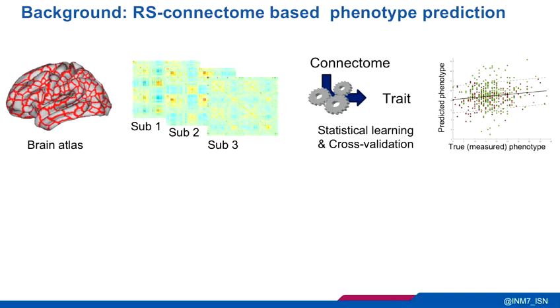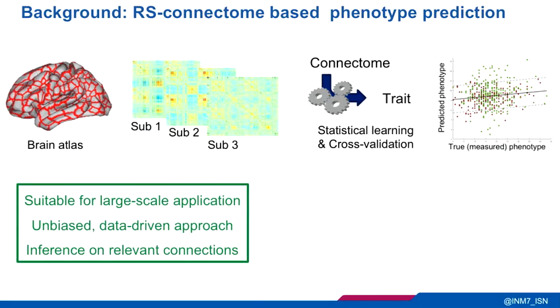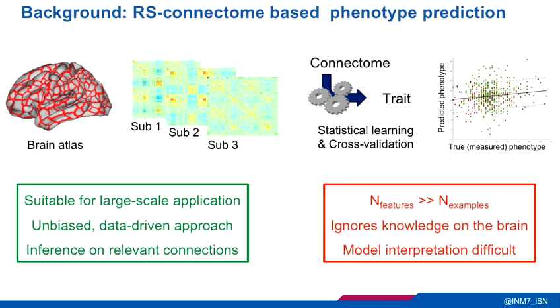We're seeing a lot of examples also here at this conference, but there are a few big positives about it. It's suitable for large-scale application. It provides an unbiased, data-driven approach, and we can make some inference on relevant connections. However, there are also some downsides, and the biggest downside really is that the number of features in this kind of approach is usually horrendously larger than the number of examples that you have. If you work with a 400, 500 region parcellation, maybe once the Healthy Brain Network gets complete, we can work with that. But with the current sample sizes, it's fairly hopeless. Also, it ignores knowledge about the brain, and it's difficult to interpret.